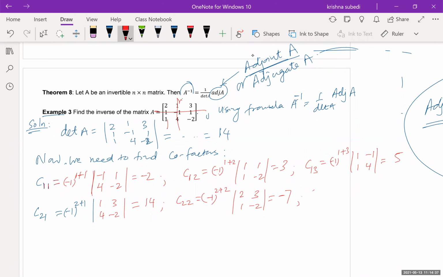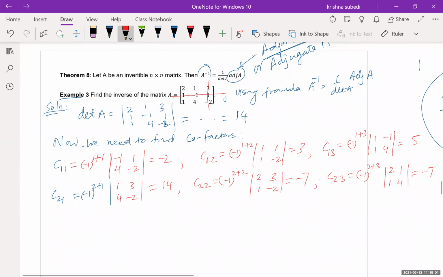And this will be second row, and you'll get negative 1, 2 plus 3. So we're gonna ignore second row, third column. So we'll have 2, 1, 1, 4. And if you work it out, you will get negative 7 again. Okay, now 3 more.